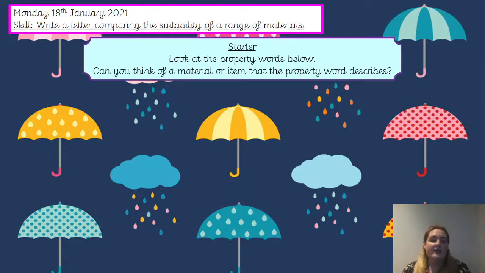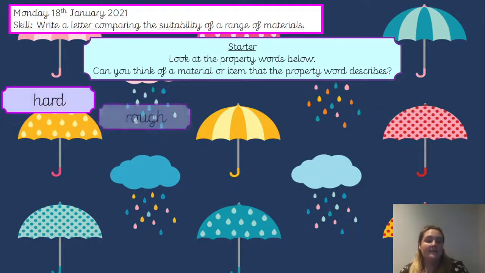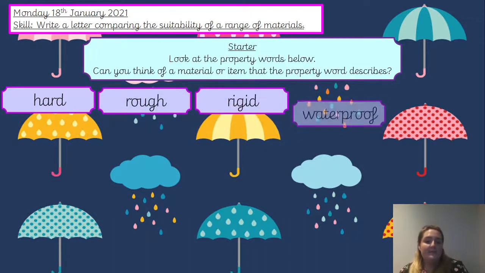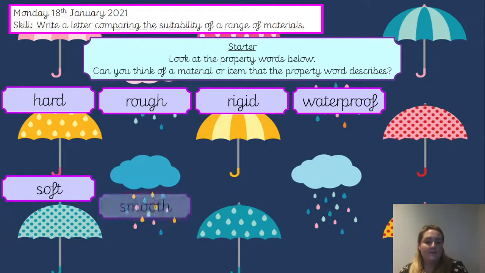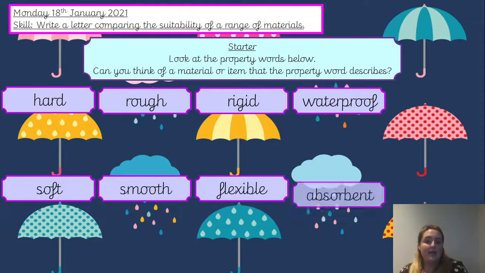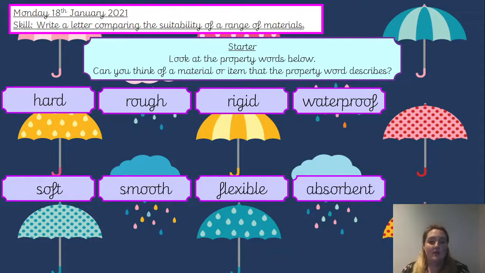Okay, let's have a look at today's starter. I'd like you to look at the property words below that I'm going to show you in just a moment. And I want you to think of a material that the property word describes. If you're really struggling to think of a name of a material that property word describes, then I want you to name an item that property word describes instead. So the words are hard, rough, rigid, waterproof, soft, smooth, flexible, and absorbent. So they are the words I would like you to think about a material that they describe. So I want you to pause the video and have a discussion either with the person next to you or your grown up at home, or have a little think on your own. Off you go.